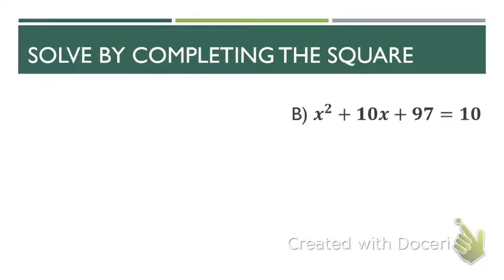So what's my first step? What am I going to do first? Move C. So I'm going to move that 97. How do I move it? Subtract it.